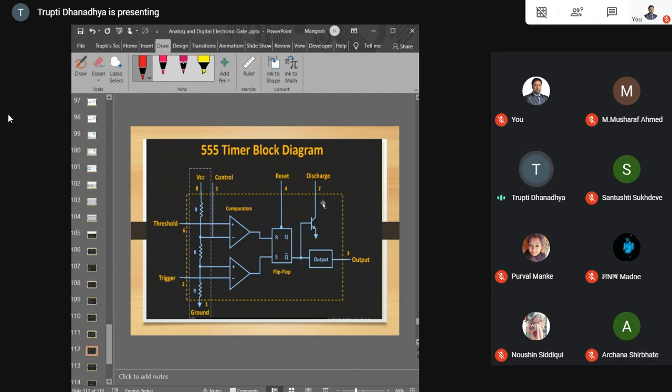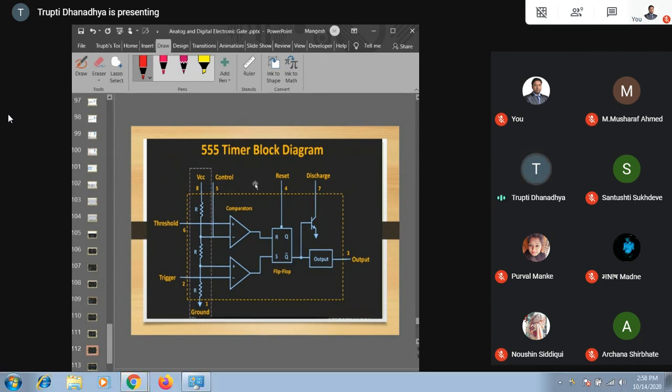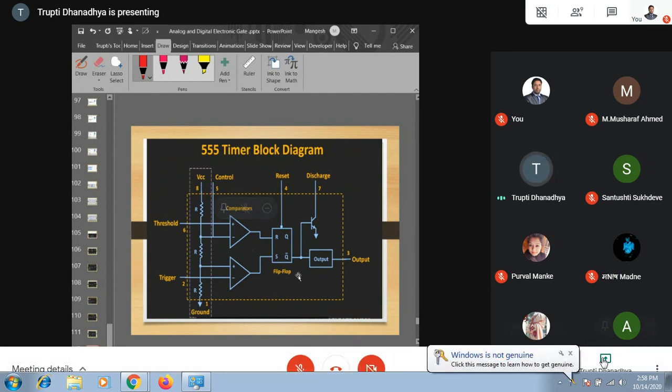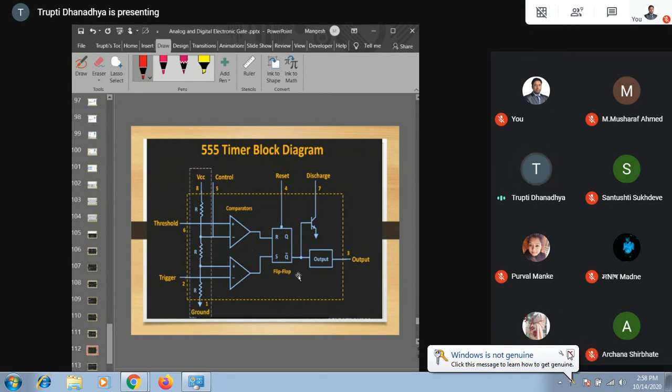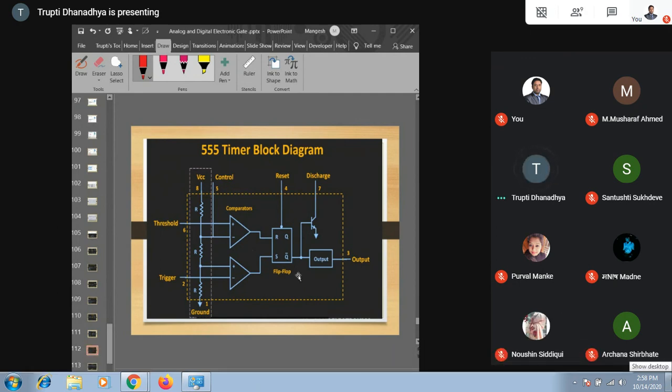Next is your transistor. By using this transistor, we can discharge or charge our circuit. So this is the basic functional diagram of your 555 IC. By using this IC, by using an op-amp, any flip-flop, or a comparator, we can design astable and monostable multivibrators. You just have to see the operation of the RS flip-flop and the truth table, and then you can see the operation of IC 555 also.